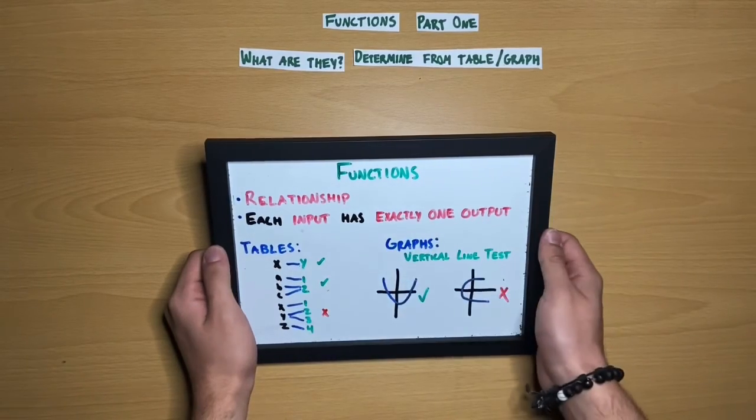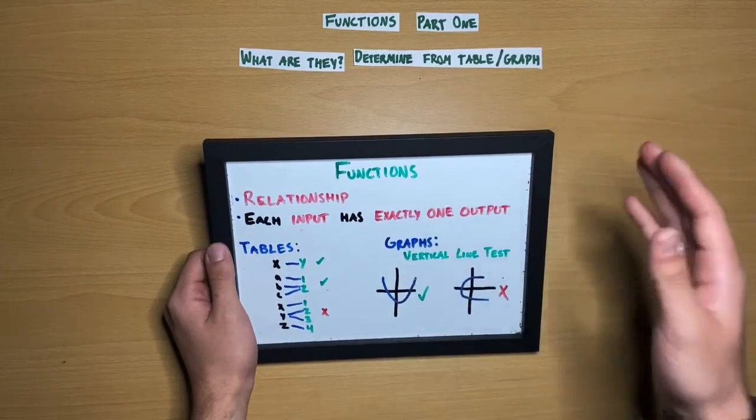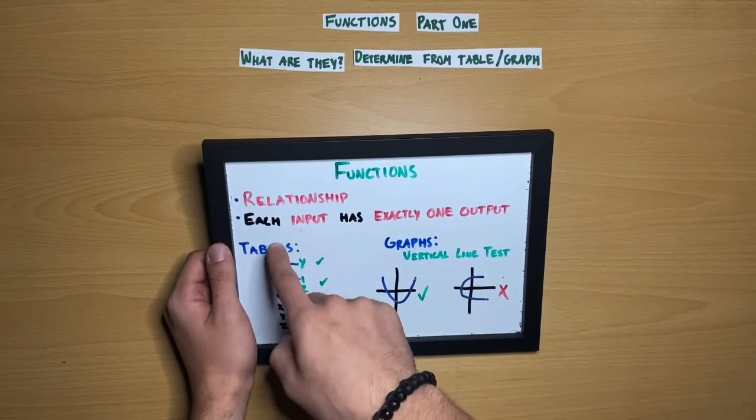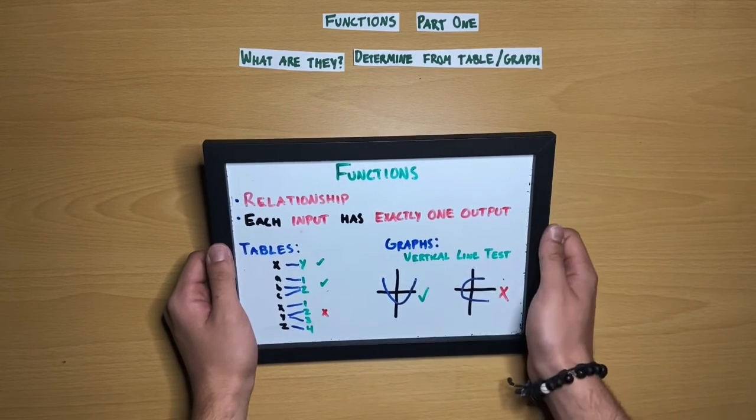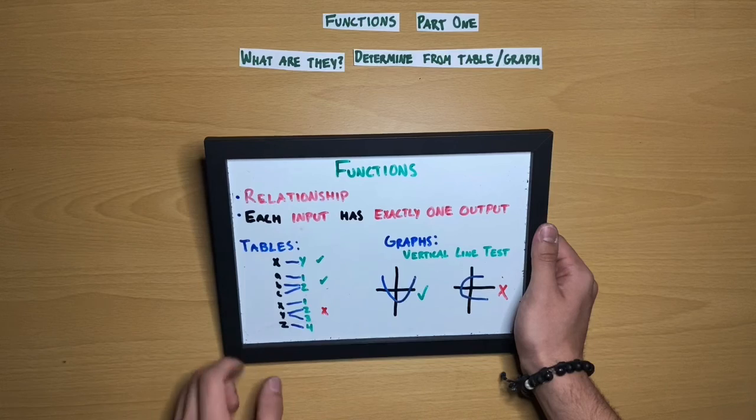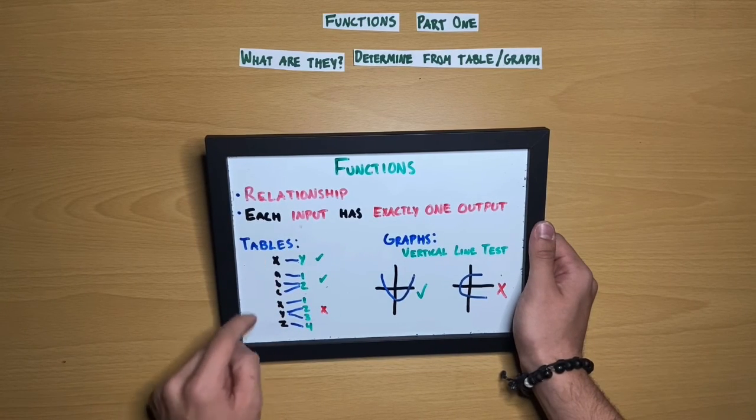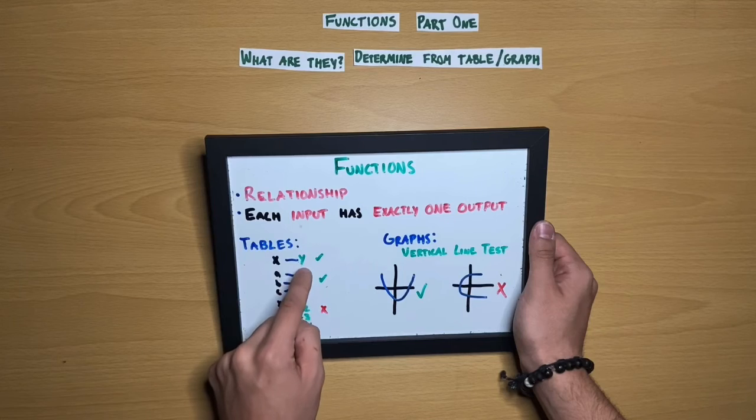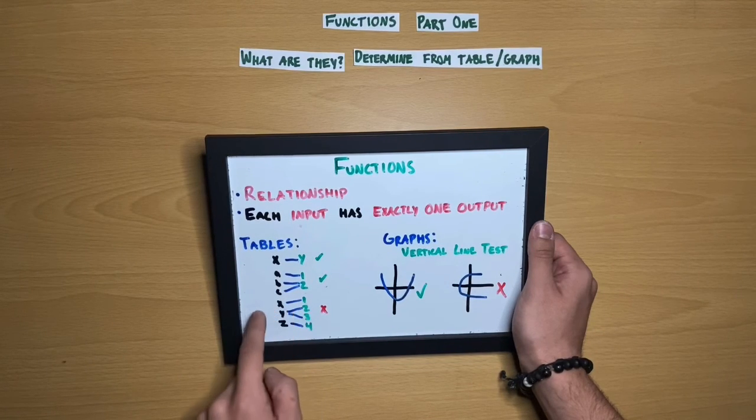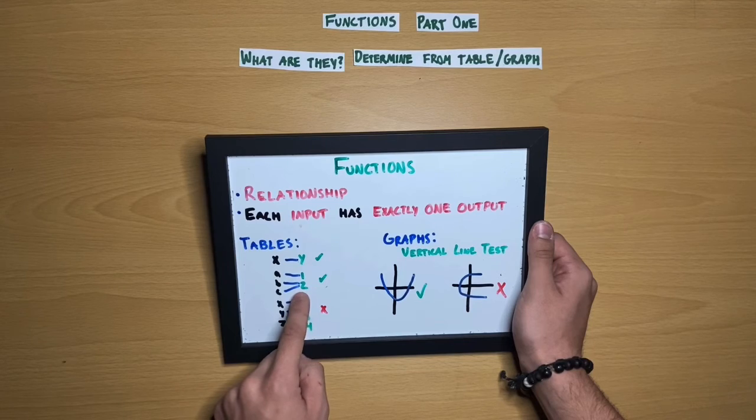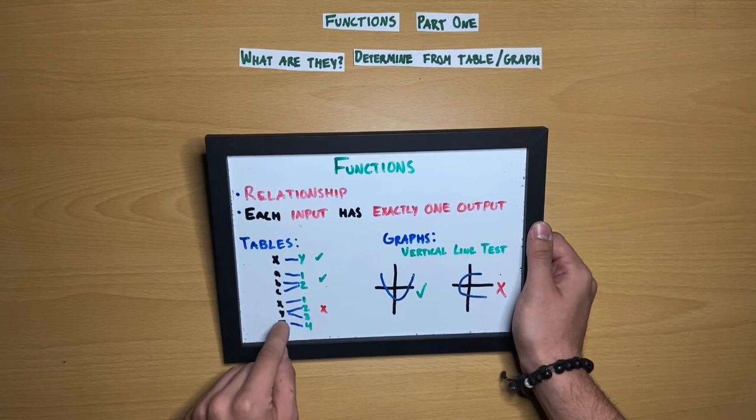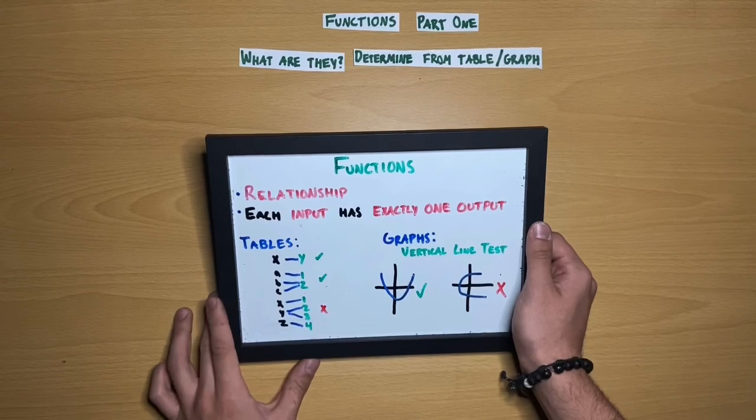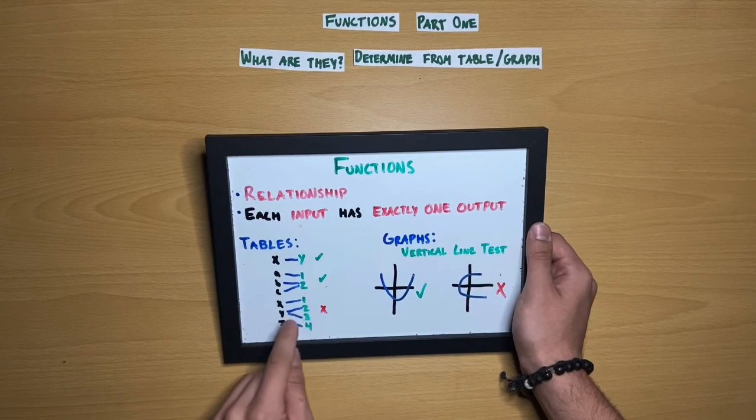To recap, functions, they're a relationship. They describe a relationship between an input and an output. Remember, functions have each input going to exactly one output. And to see this in a table, we want to make sure that every input, every x value, goes to exactly one y value. It's also okay to have a y value that goes to multiple x values. But here in this last example, we have an x value that goes to multiple y values. We have one input that goes to more than one output.